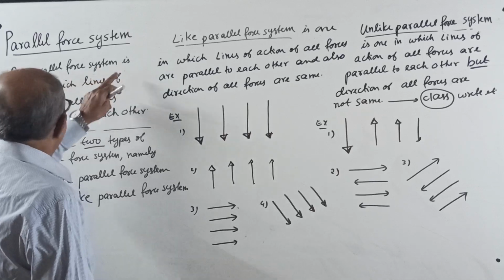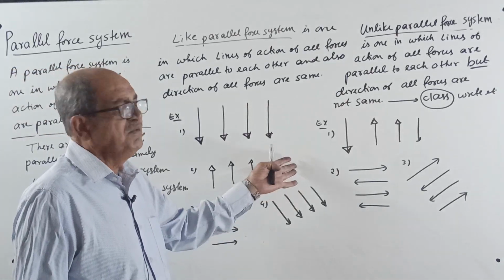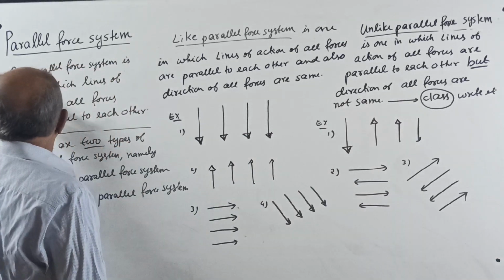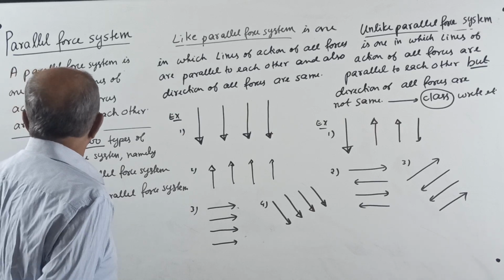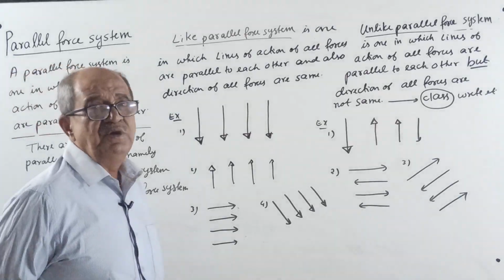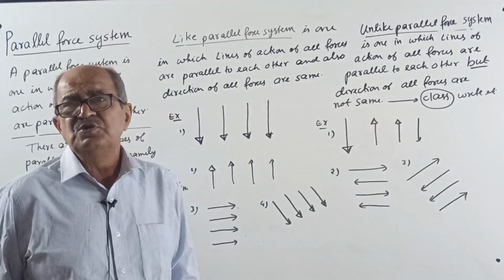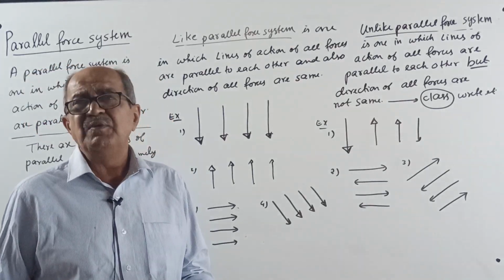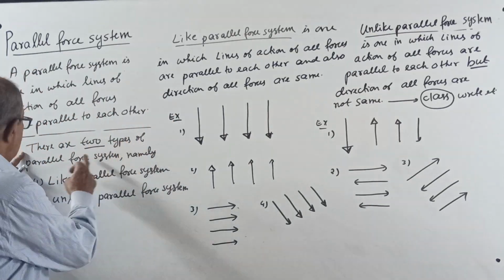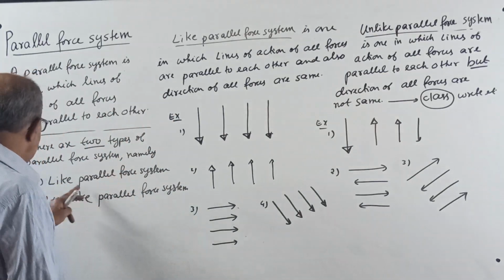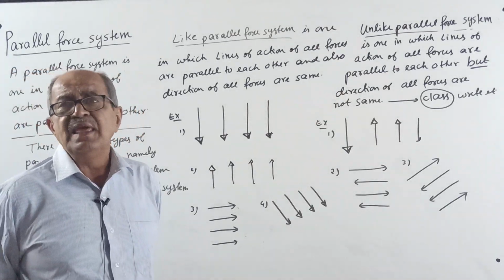A parallel force system is a theory I wrote earlier, because why should I write it in front of you, a waste of time. A parallel force system is one in which lines of action of all the forces are parallel to each other. All the forces, lines of action should be parallel to each other. Simple language, everybody knows it. Next, there are two types of parallel force system, namely, one, like parallel force system, and two, unlike parallel force system.